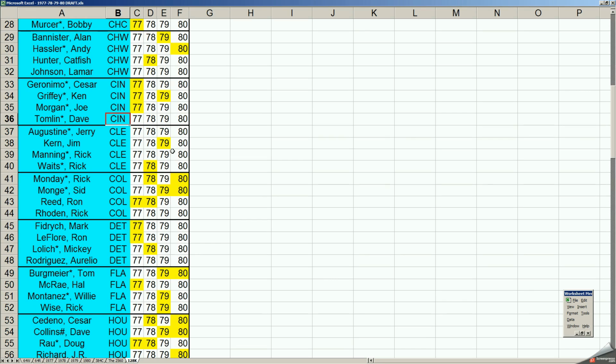Cleveland. Well, Jim Kern has a good '79. The Rockies have some flexibility with their pitchers. Reed and Manji, you have your choice of years for those guys.